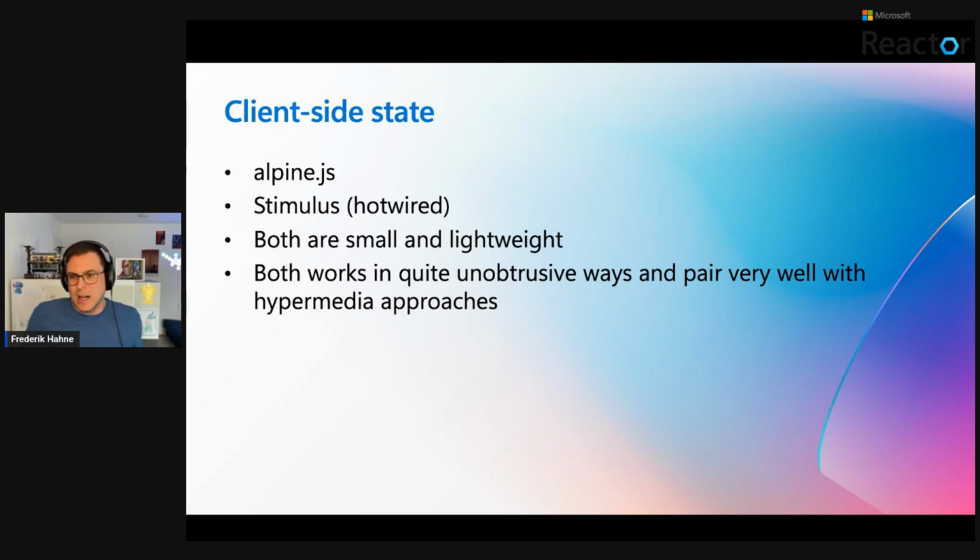When to use what? I would use Alpine for UI components, so really just UI state. And Stimulus works a bit differently because you have to write a real JavaScript or TypeScript controller. With Alpine, you can define everything in a declarative manner, so it feels more natural, and you don't need a compile step for that. That's very nice, but if you have the need to do some more things in the UI, I would go with Stimulus or Hotwired.